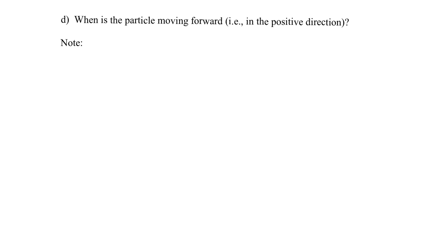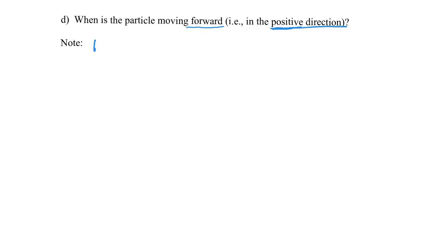So the next question is, when is a particle moving forward? Moving forward, or in the positive direction. In this case, they could also say, when is a particle moving to the right? You could think of that as being the same question. Or if this were up-down motion, they'd say, when is a particle moving up? But they make it really clear when they say positive direction, so we want velocity to be positive.